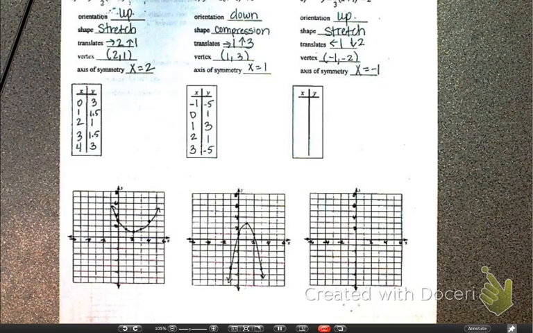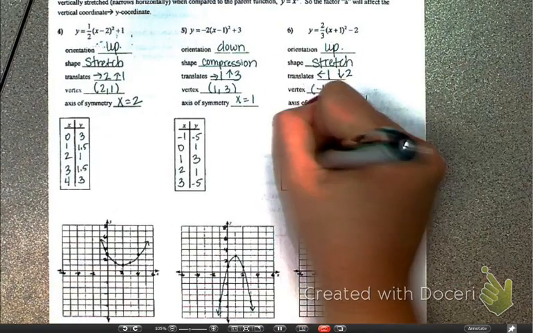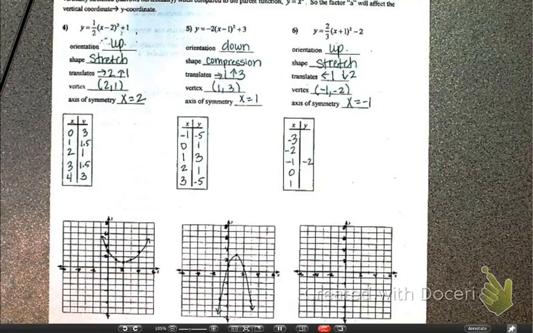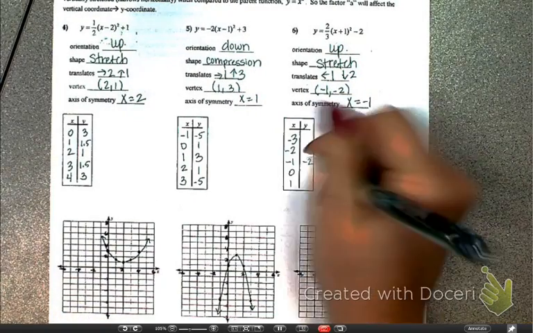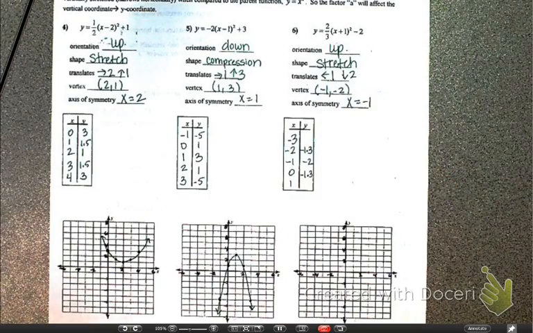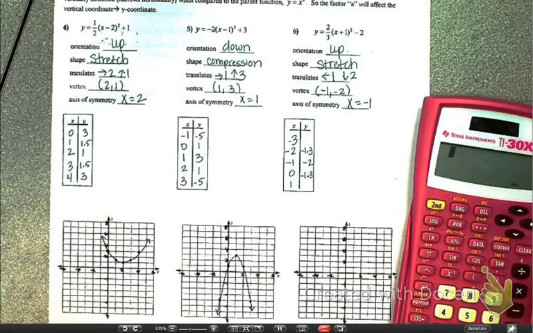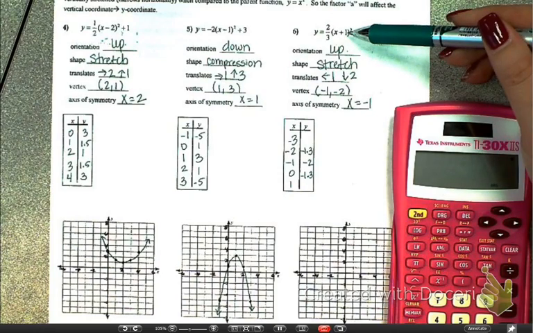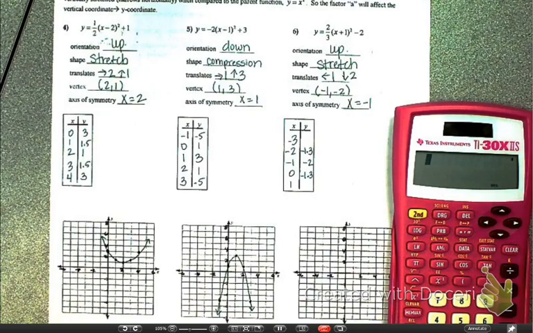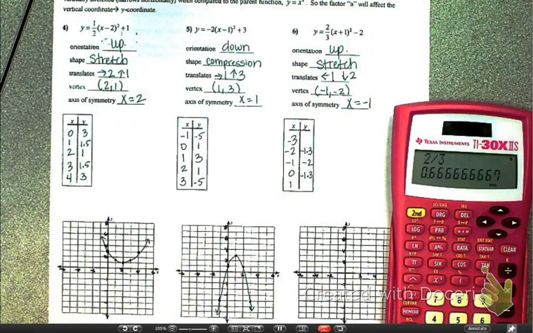Center point (-1, -2), so 2 points below are -2 and -3, and then 0, 1. If you plug in 0, you end up with -1.3. So we can go through that real quick. Again, you have your calculator for a reason. So if I plug in 0, 0 plus 1 is 1. 1 squared is 1. Okay, so 2/3 times 1 is just 2/3. If you want to know what 2/3 is as a decimal, plug it into your calculator and then subtract 2, which is where you get -1.3 from.